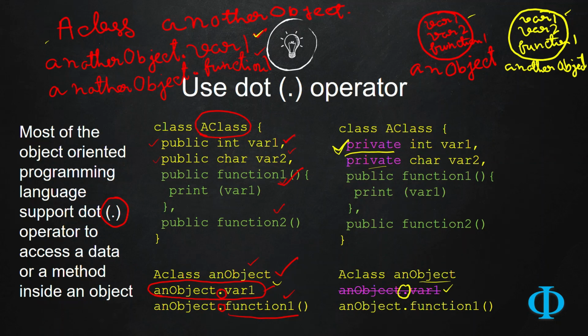And at that time, if you want to print the value of var1, you have to call function1 to print the value, to access the var1 like this.